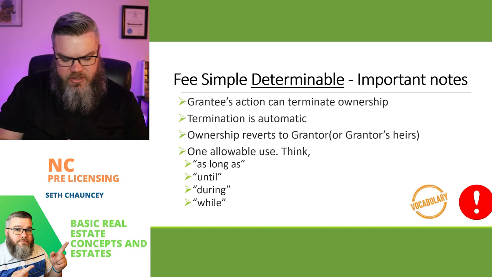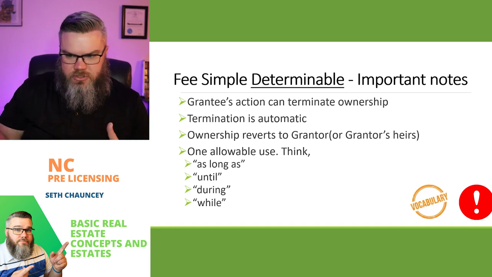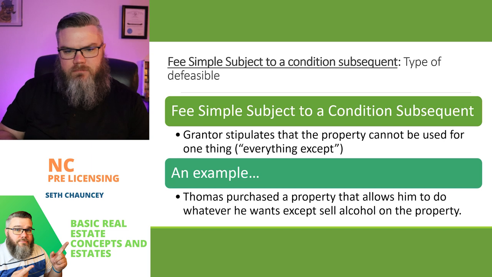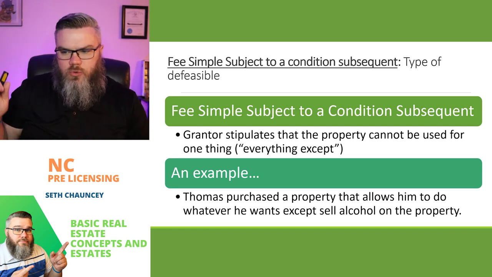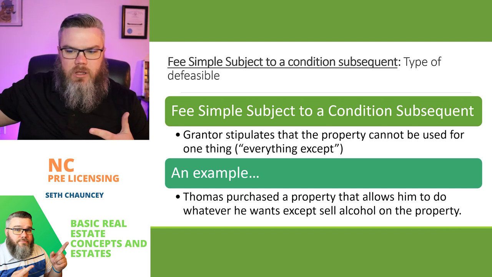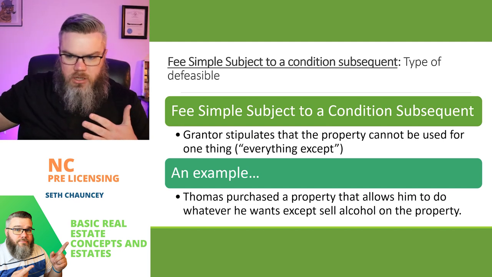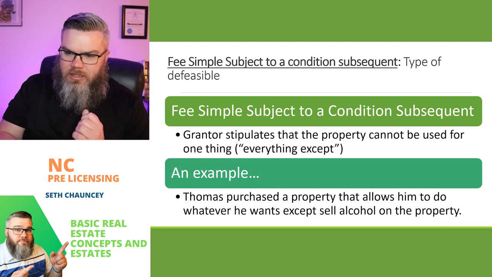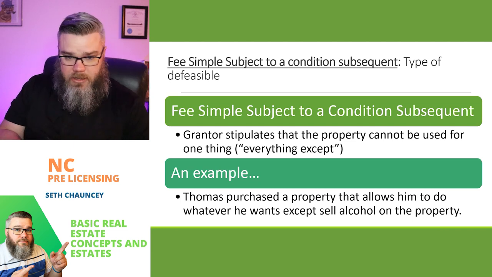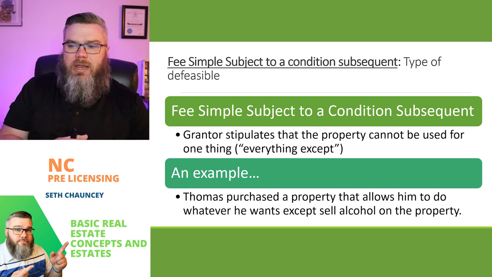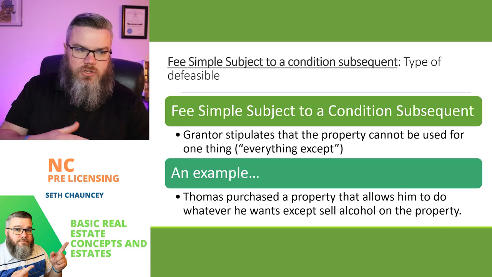The other side of defeasible, right? That is the fee simple subject to a condition subsequent. Do whatever you want so long as you don't do whatever. So Thomas purchases a property that allows him to do whatever he wants except sell alcohol on the property. If he can do anything except this one thing, that is fee simple subject to a condition subsequent.